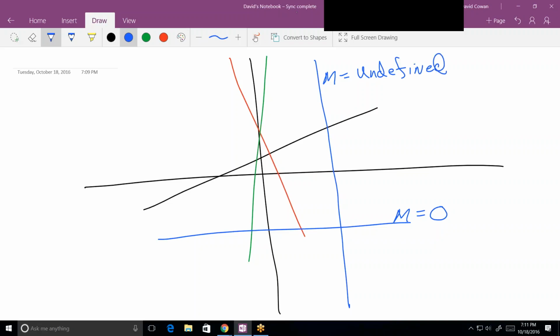So in other words, if you know vertical lines are undefined slopes and you know horizontal lines are 0 slopes, and you knew which ones were positive and negative, you're good to go. There's nothing more that you need to understand about slopes. It doesn't matter which side of the x-axis it's on. Notice this blue one at the bottom I drew down here. I could have drawn it up there. It's still a 0 slope.